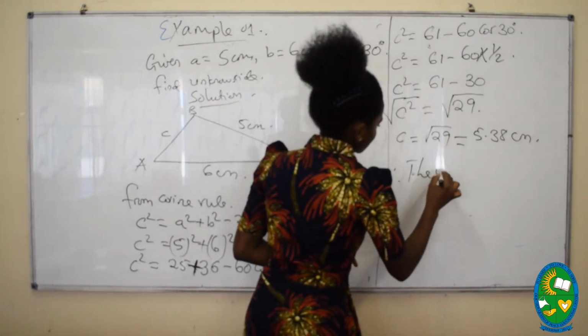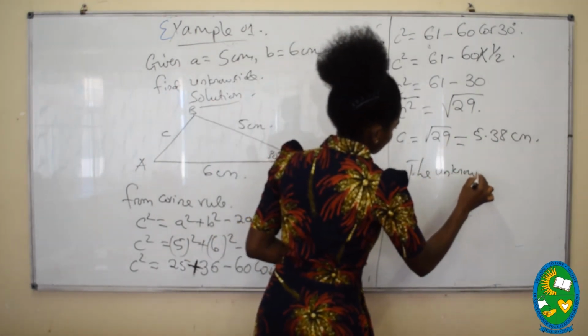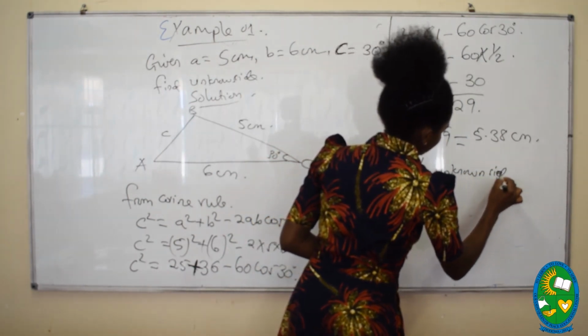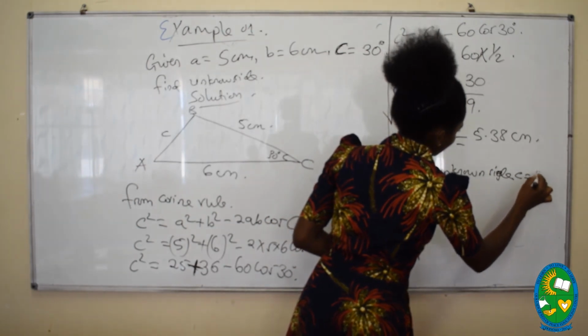So therefore, the unknown side c equals 5.38 centimeters.